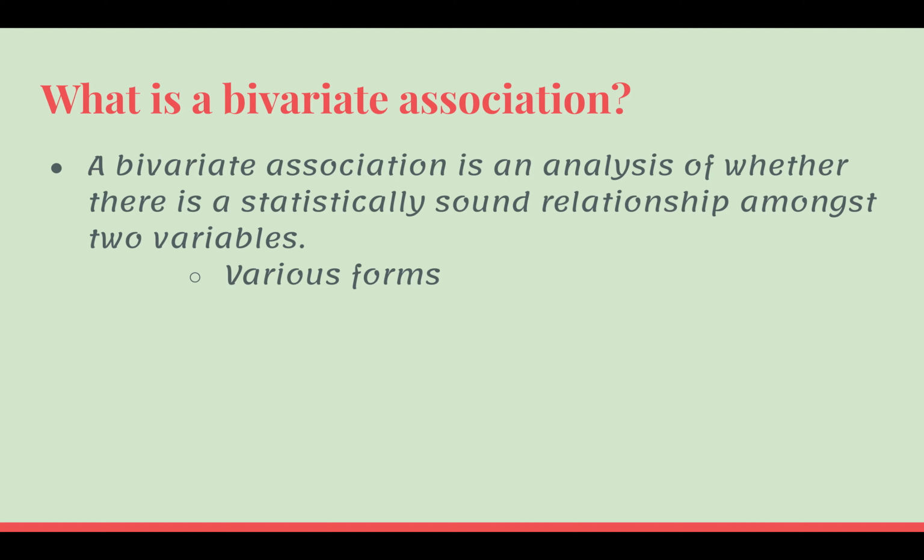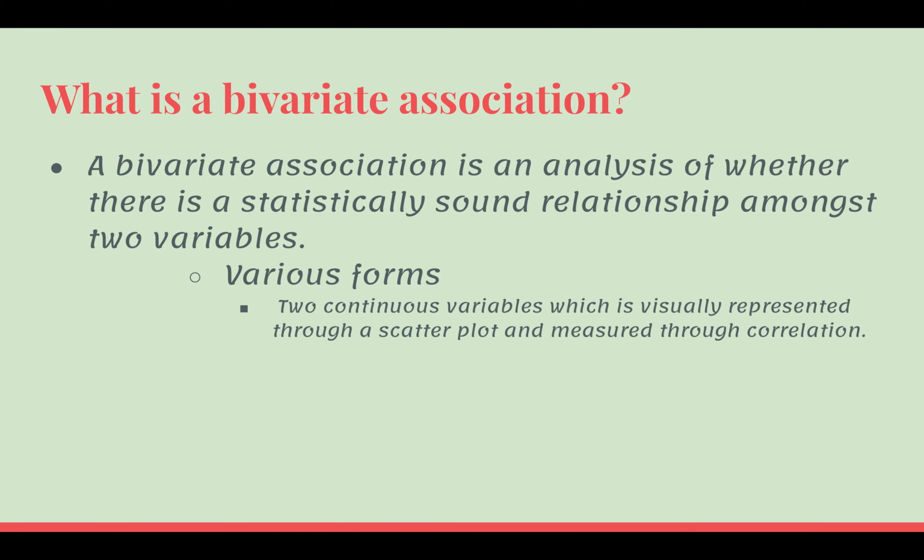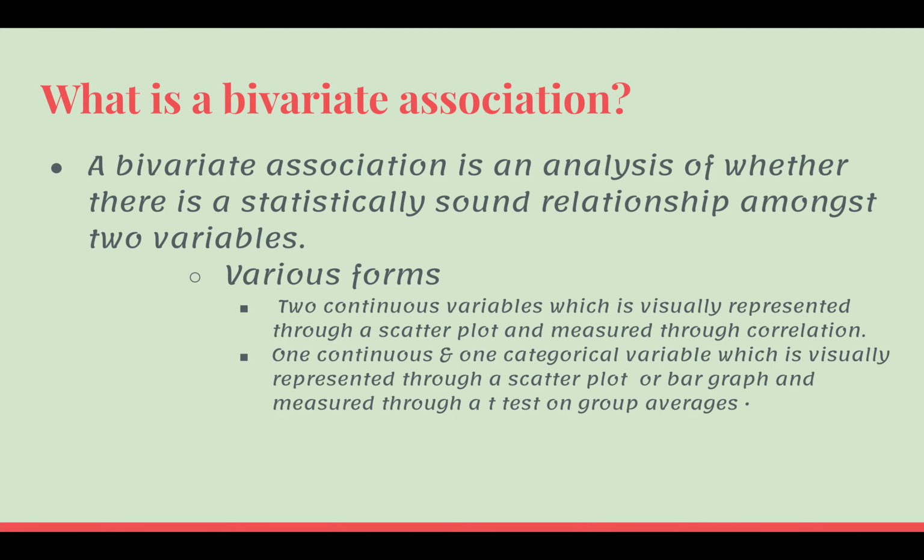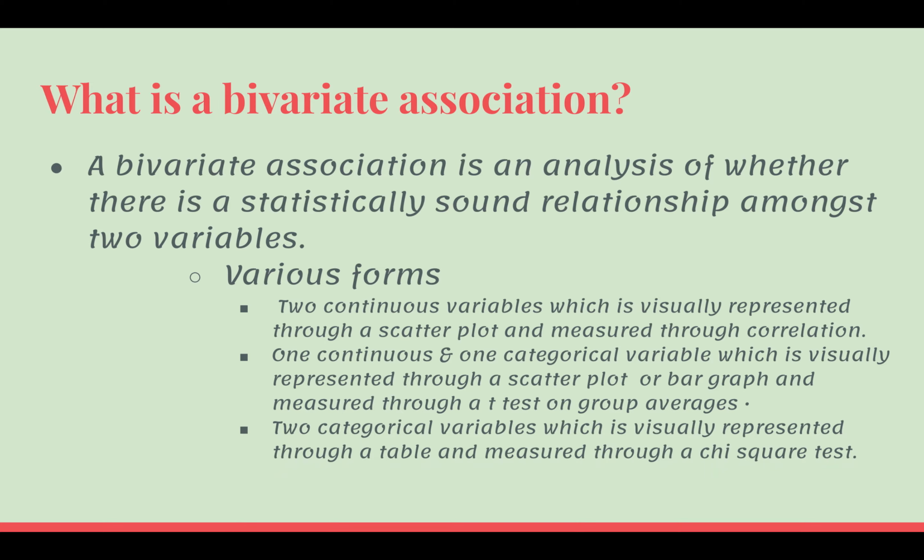Bivariate association comes in various forms. There are two continuous variables, which is visually represented through a scatter plot and measured through correlation. There can be one continuous and one categorical variable, which is visually represented through a scatter plot or bar graph and measured through a t-test and group averages. There's also the two categorical variables form, which is usually visually represented through a table and measured through a chi-square test.